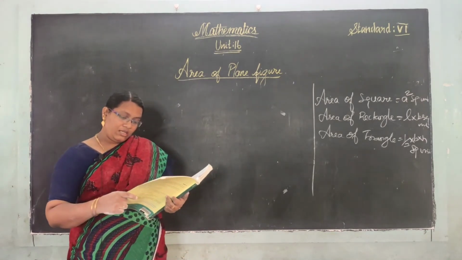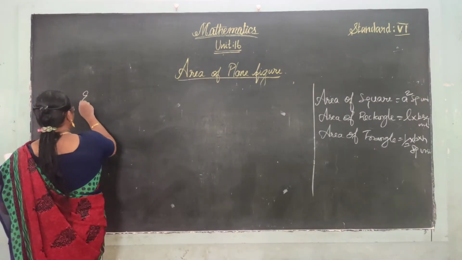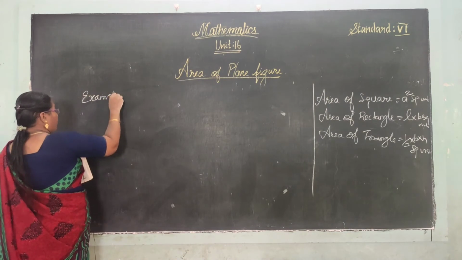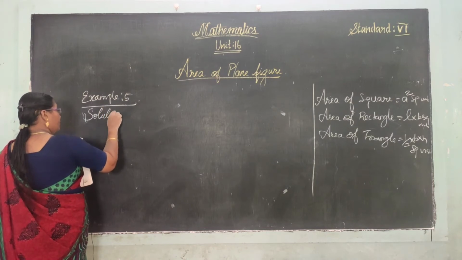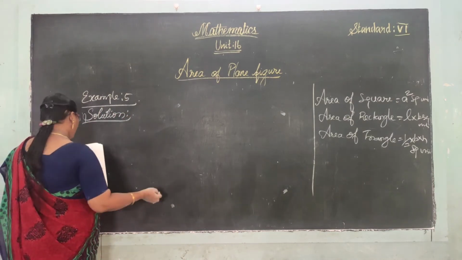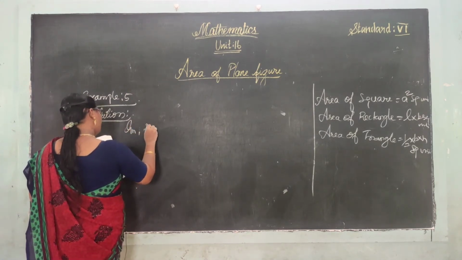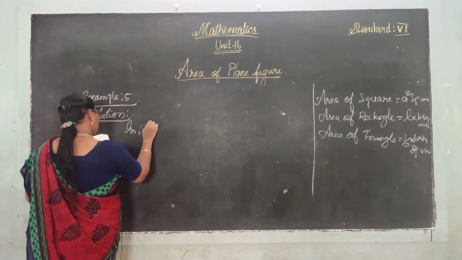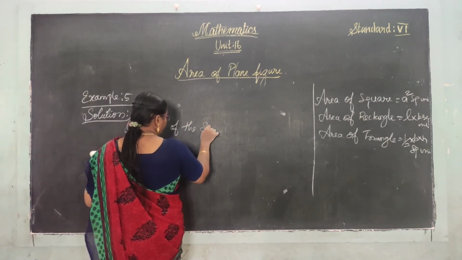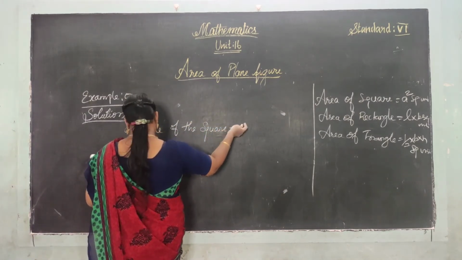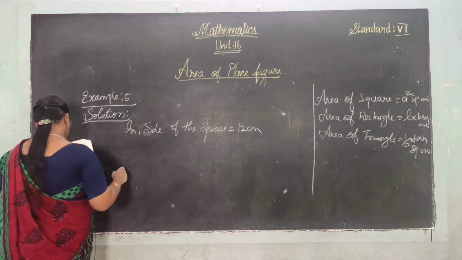Okay, see. Find the area of the square whose side is 12 centimeter. So example 5. What is given? Side value is given. Okay. So the side of the square is equal to 12 centimeter.